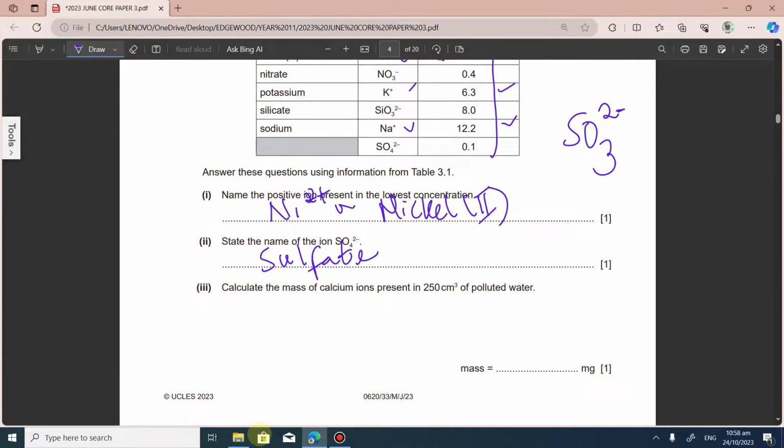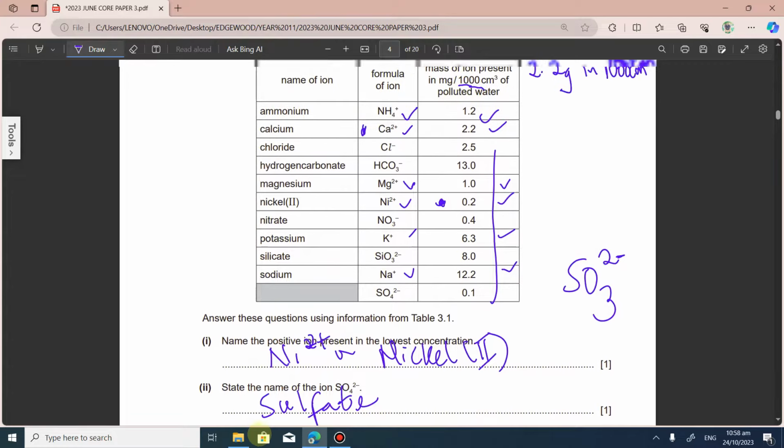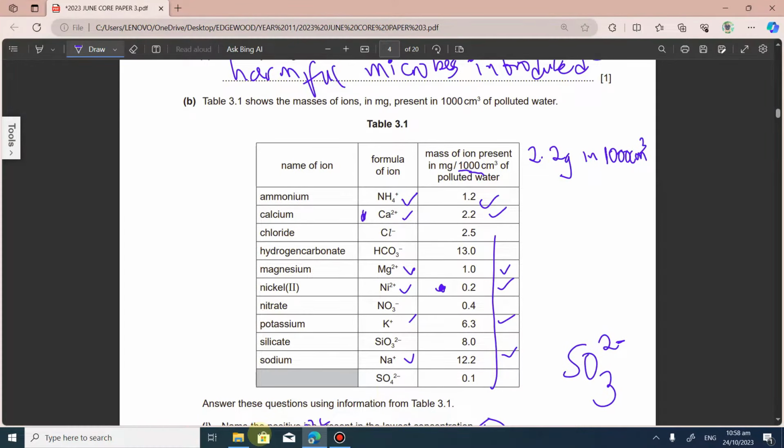So the question is asking to calculate the mass of the calcium ions present in 250 centimeter cube. If there are 2.2 milligrams in 1000 centimeter cube, how many milligrams are in 250 centimeter cube? Sorry, this is milligrams, not grams. To get the answer, by cross multiplication, we just need to do 2.2 times 250, all divided by 1000, and the unknown we can represent as x milligram.